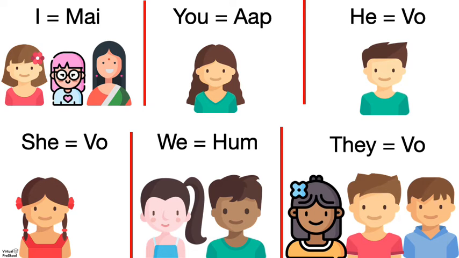Now that you understand the grammar behind it, let's talk about how to apply this in Hindi. First, do you remember these subject pronouns that we've been practicing for many months? I is मैं, you is आप, he is वो, she is वो, we is हम, and they is वो. So you should know these by now.